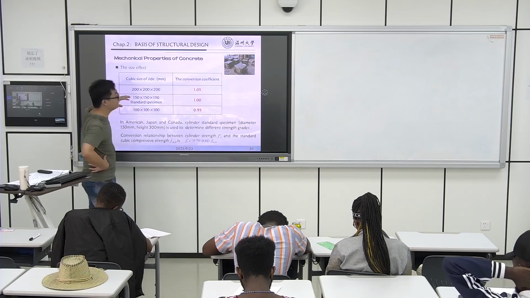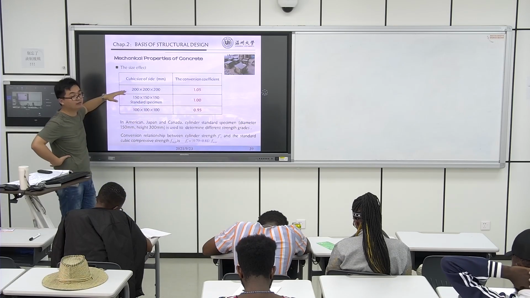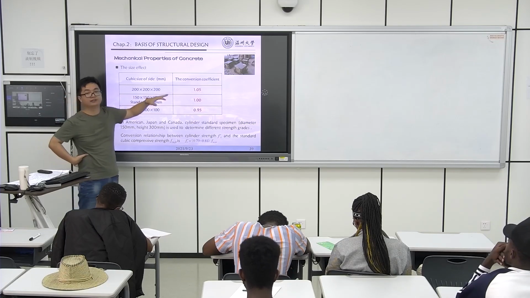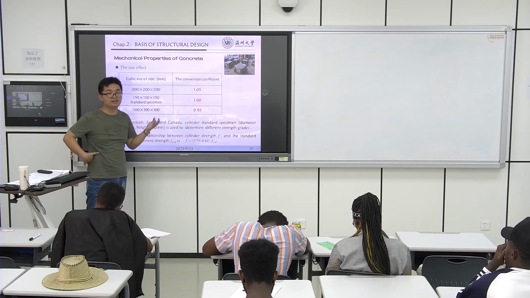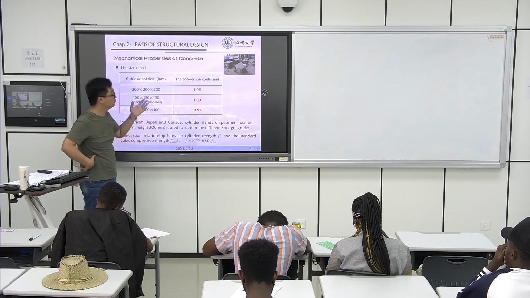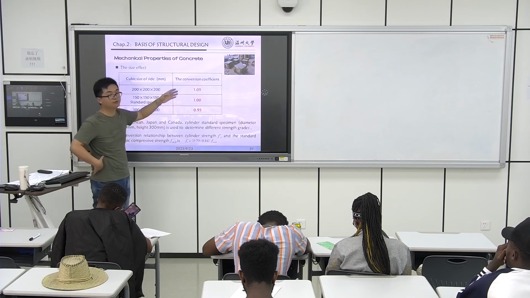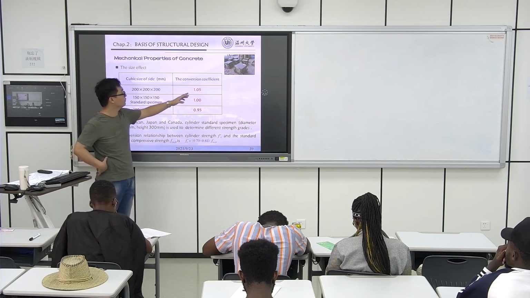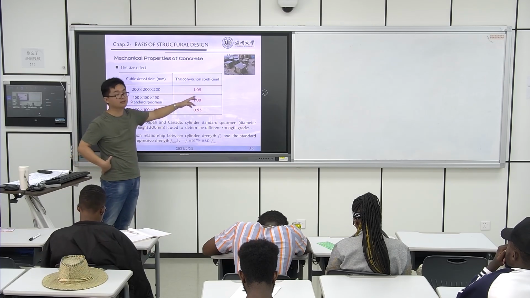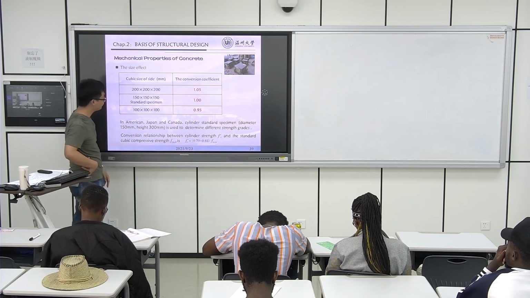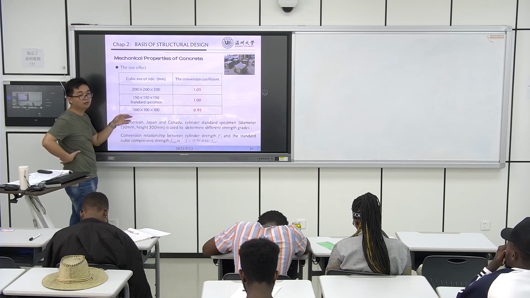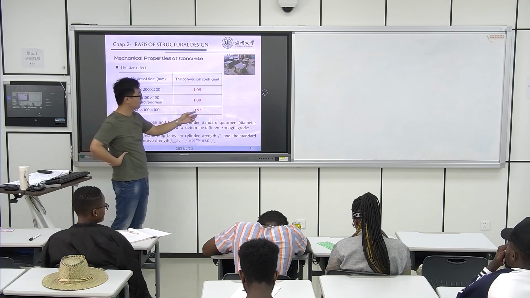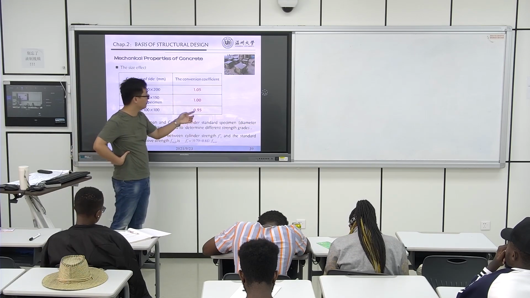If we use the 200 length cubic to get the compressive strength, to transfer this strength to the standard specimen, we should multiply by 1.05. Okay? And if we use only the 100 cubic specimen, we should multiply by 0.95.